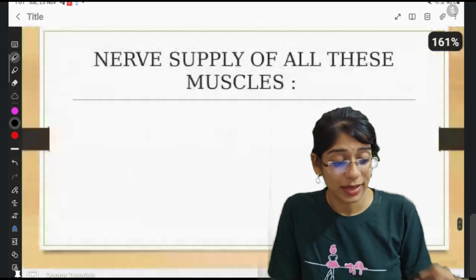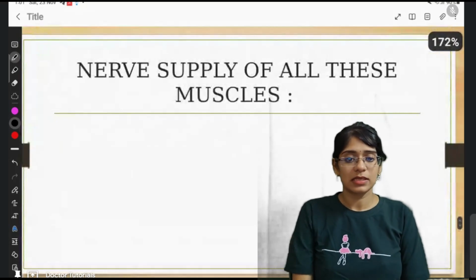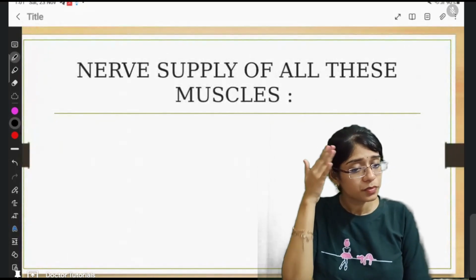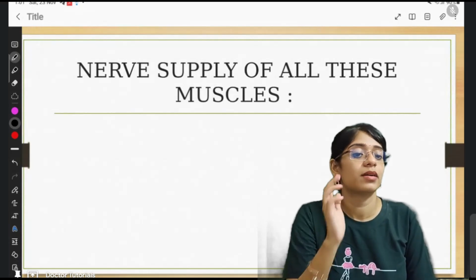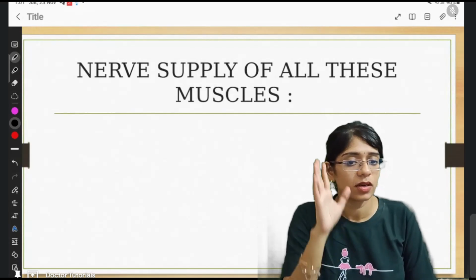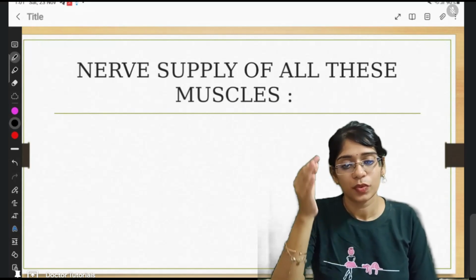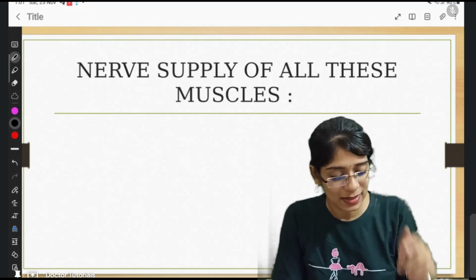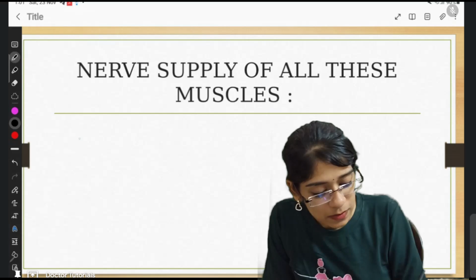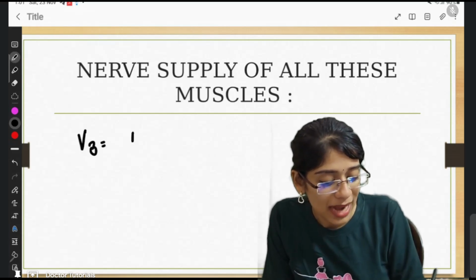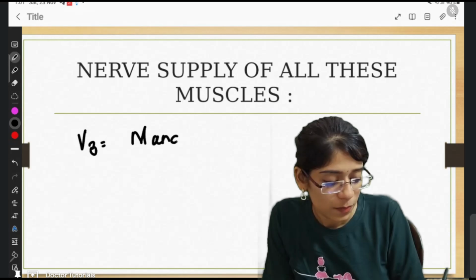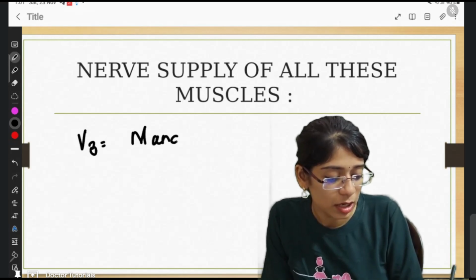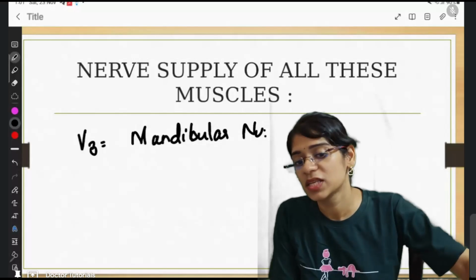Now, nerve supply of all these muscles. What all did we learn? We learned temporalis, we learned medial and lateral pterygoid, masseter. So if your sir asks you, what is the nerve supply of all these muscles? You'll just give one answer. That is your mandibular nerve. Mandibular nerve supplies all of these muscles.